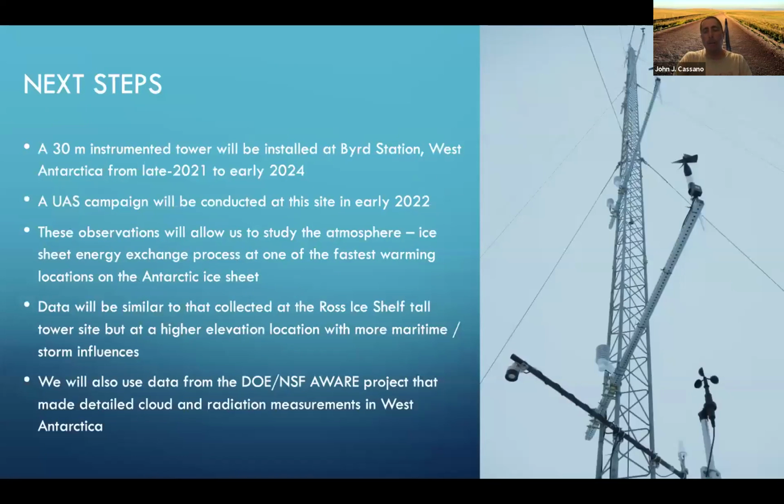Next steps, we're putting up another 30-meter tower in West Antarctica. It was supposed to be put up this year, but COVID had other plans for us. So we're delayed a year. It'll go up late 2021 and be there for at least 3 years. We'll have another unmanned aircraft campaign at that site. And it'll allow us to look at atmosphere ice sheet energy exchange processes in one of the fastest warming locations on the Antarctic ice sheet. And it'll be similar to what we've done with the tall tower on the Ross Ice Shelf.